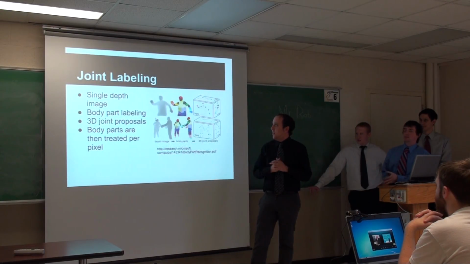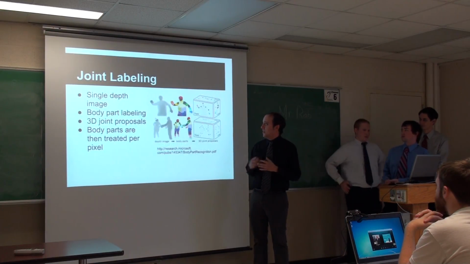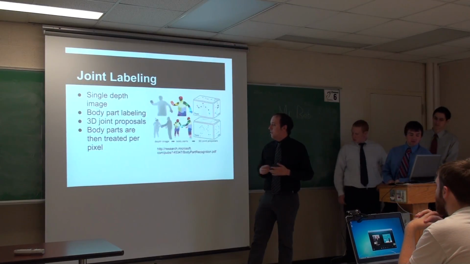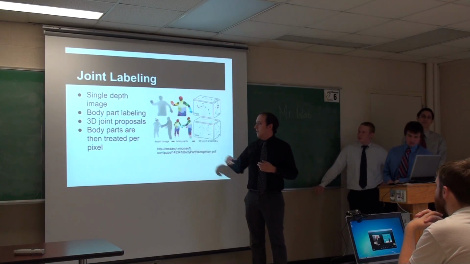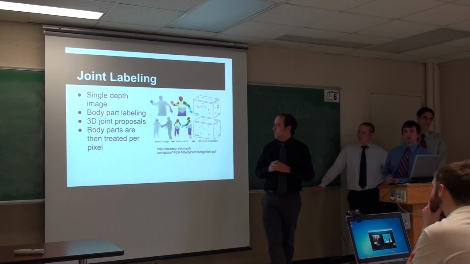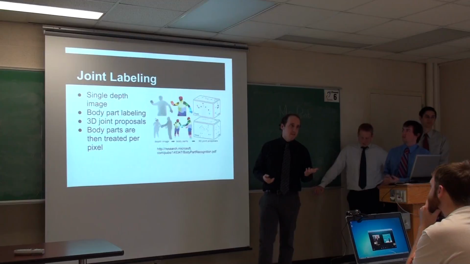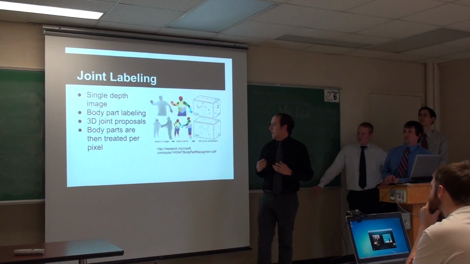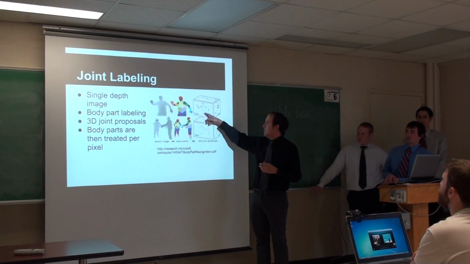They'll then use a probability theorem to label body parts. They find up to 31 different body parts from head to toe. There would be the colors here. From there, 3D joint proposals are made, and that's also based off the probability. Some joint proposals are joints of interest, like hands, feet, arms, and legs. Others are actually intermediate joints so that they can better predict what other joints will be in the future. This is all treated on a per pixel basis.